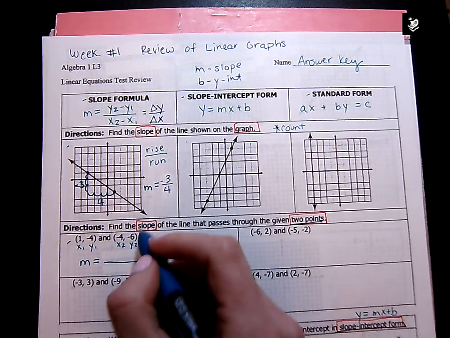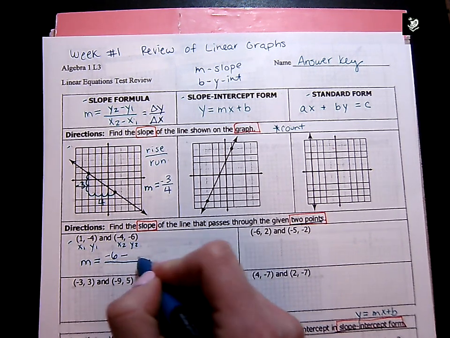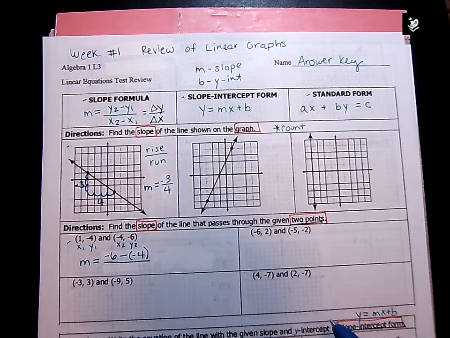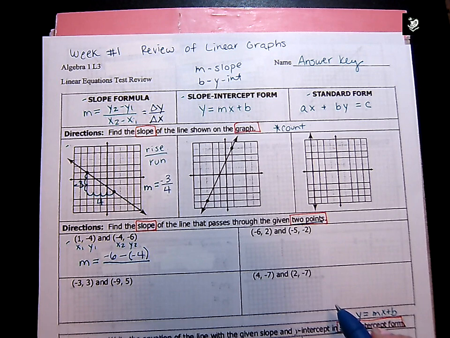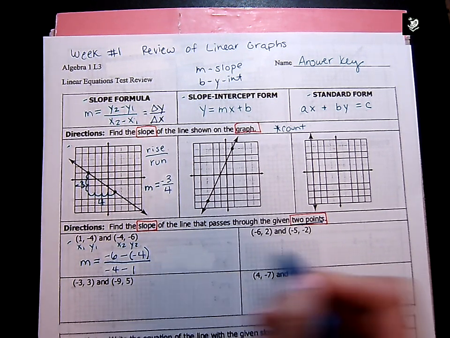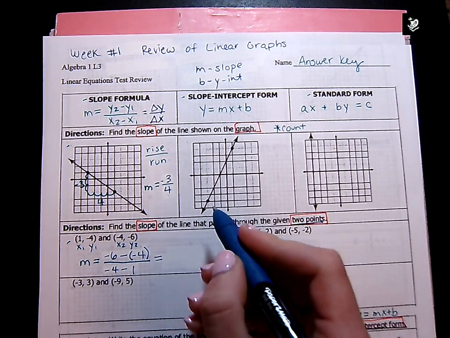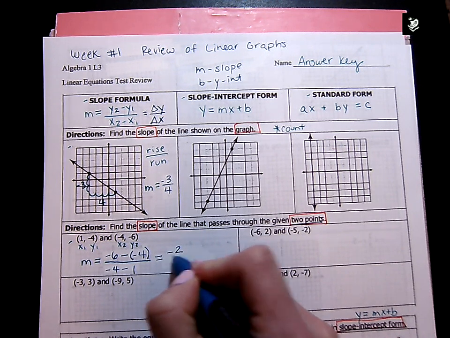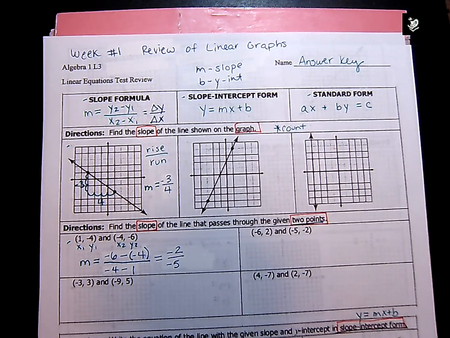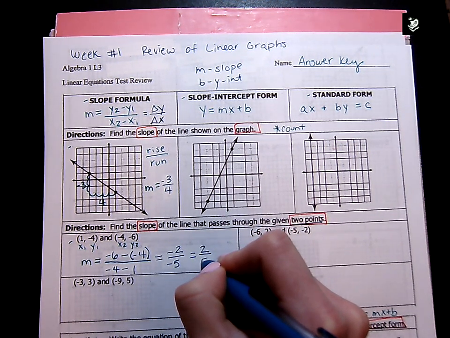So y2, which is -6, minus y1, which is -4. Now remember, when it was negative, we put it in parentheses, so that we remember to have 2 negatives there. Then x2 minus x1. When I put all that into my calculator, I end up getting -2 over -5, but we want it simplified. We know 2 negatives make a positive, so this just becomes +2/5.